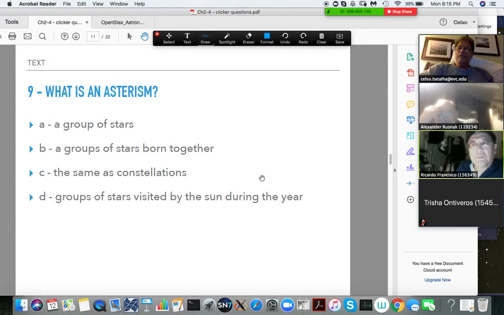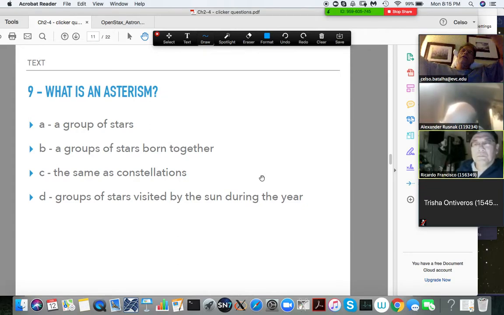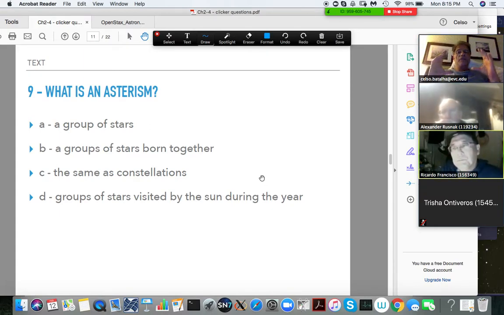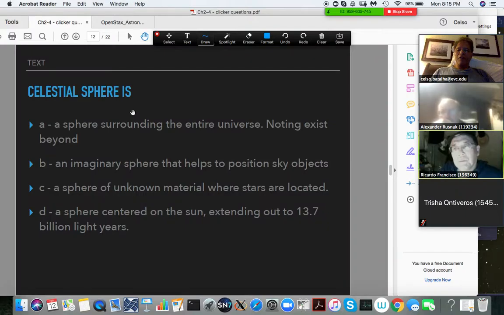Asterism. What is an asterism? So we learn there are 88 constellations in the sky, and nowadays, as far as modern astronomy is concerned, constellations are regions in the sky, not groups of stars. So asterisms are groups of stars with specific names and symbols, like the winter triangle, summer triangle, Orion's belt, Orion's sword, so on. Cassiopeia, the W, those are asterisms.